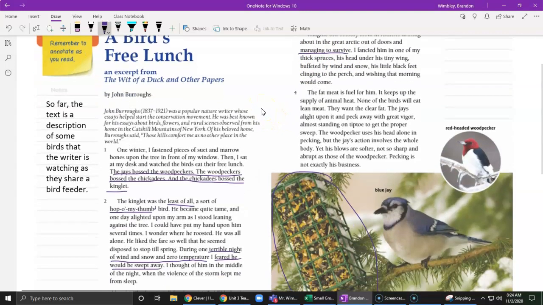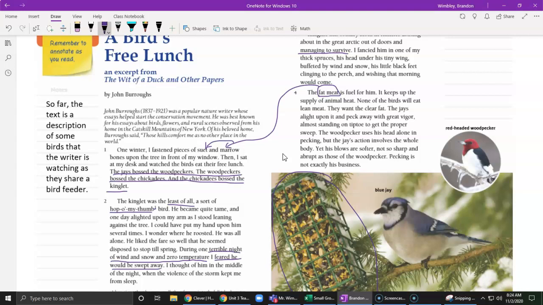The fat meat is fuel for him. This fat meat, I don't know what that is, because he didn't say he did fat meat, but it is connecting probably to maybe one of these two, because this is what he's put in. So maybe fat meat is either suet or marrow bones. It keeps up the supply of animal heat. None of the birds will eat lean meat. They want the clear fat.